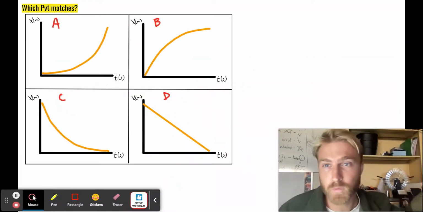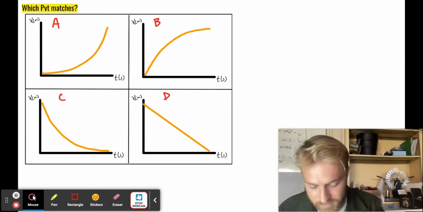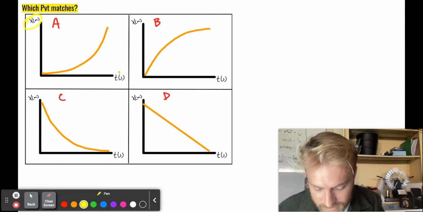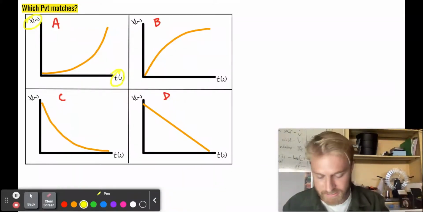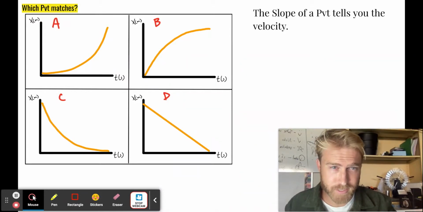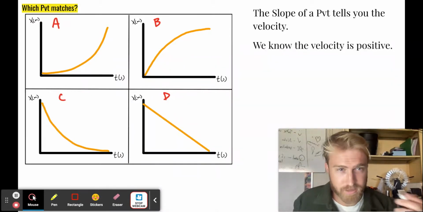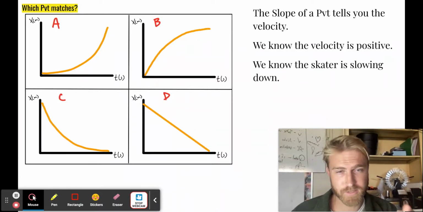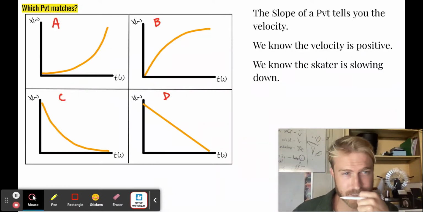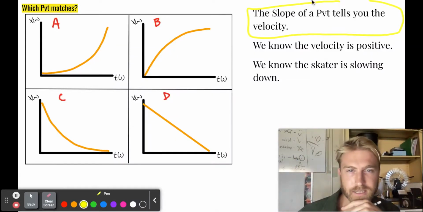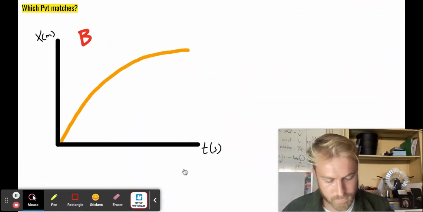Okay, last one. Which position versus time graph matches? Again, I'm going to look at the axes. I see we have horizontal position shown on the y-axis, and we have time on the x-axis. And let's remember that the slope of a position versus time graph tells you the velocity. And let's remember that we know the velocity is positive, and we know the skater is going to be slowing down. So which one of these shows a positive velocity and slowing down, given that we know that the slope tells us the velocity? Boom! If you said B, you are correct.